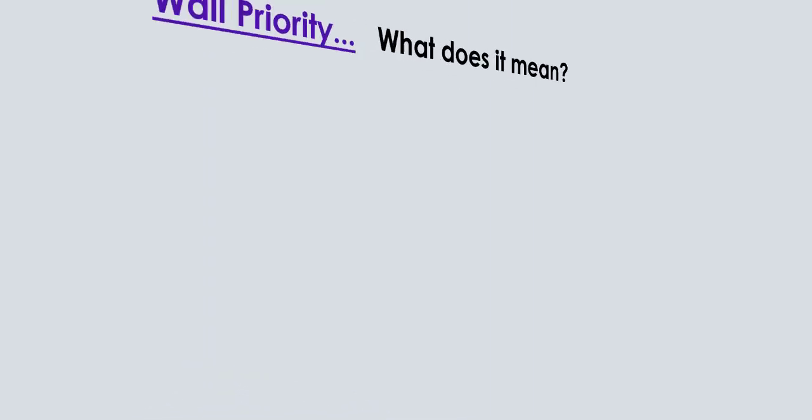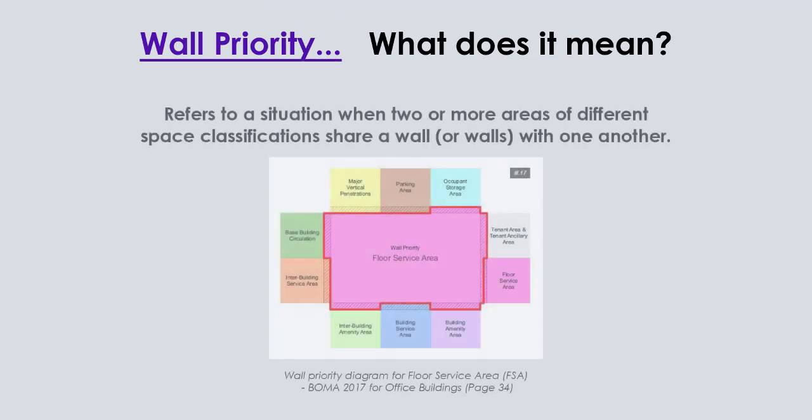Now, wall priority, which you'll hear a lot during this video, refers to a situation when two or more areas of different space classification share a wall or walls with one another. But why do the walls matter? Isn't the square footage of a room determined by its floor area? Well, in many cases, yes.